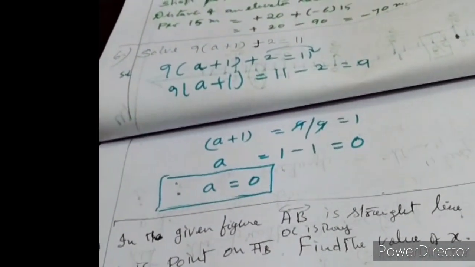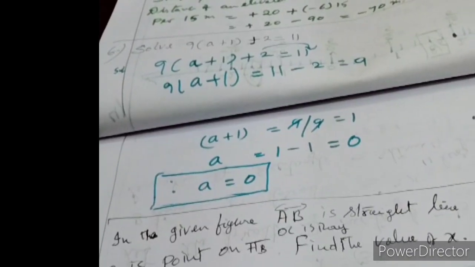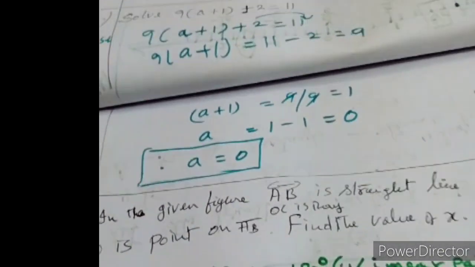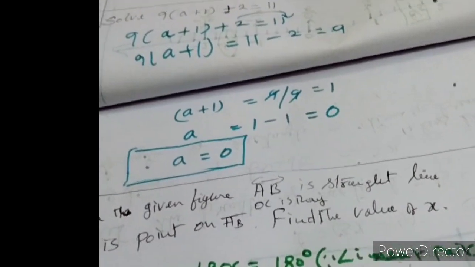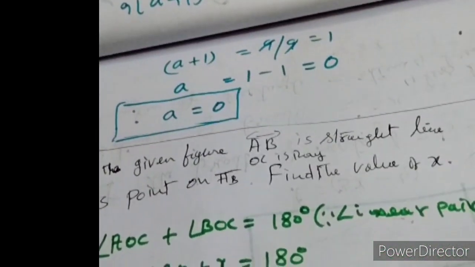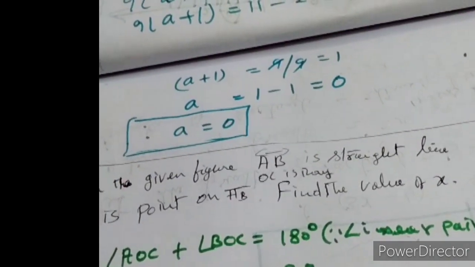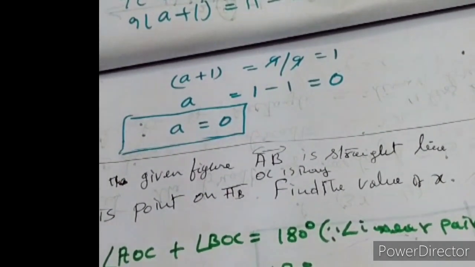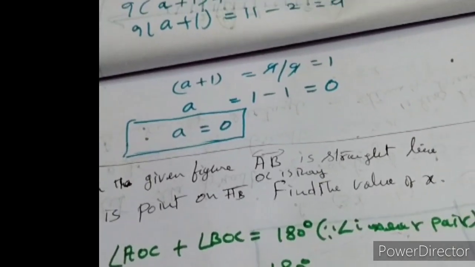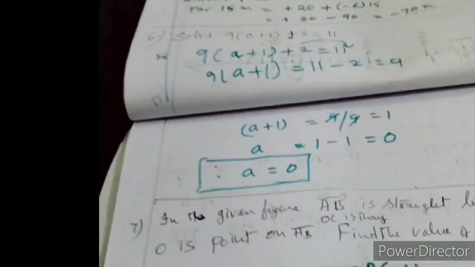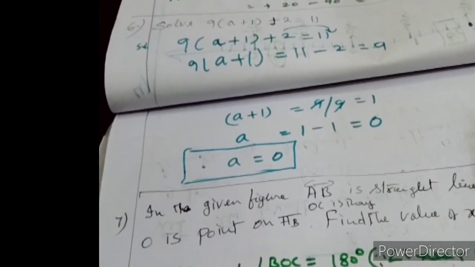You add the variables 2x plus x, how much? You will get 3x. 3x plus 30 equal to 180 degrees. While transposing plus 30, you will get minus 30. After simplification, you will get 150. 3 is under multiplication. If you transpose, 150 by 3, what is the answer? 50 degrees. So what is the value? x is equal to 50 degrees. Next one.